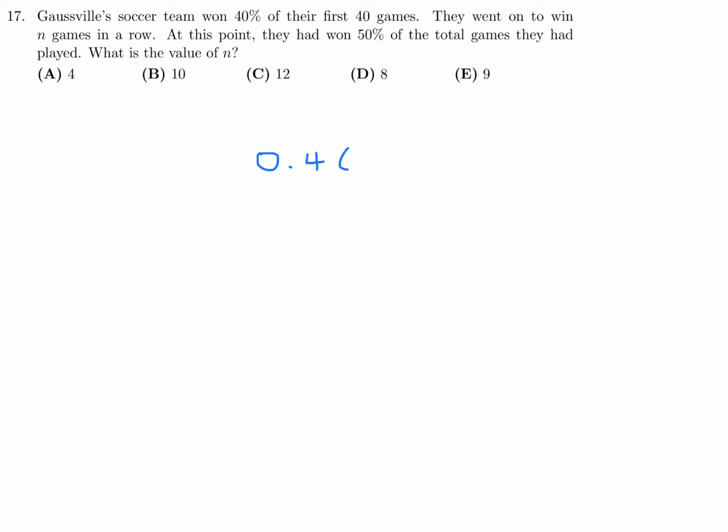40% of 40 is 0.4 times 40, and that is 16. So then they add on another N wins. And the total would be 40 plus N, right? This represents the wins. This represents the total games played. And they're saying this is 50%, so this is basically a half.